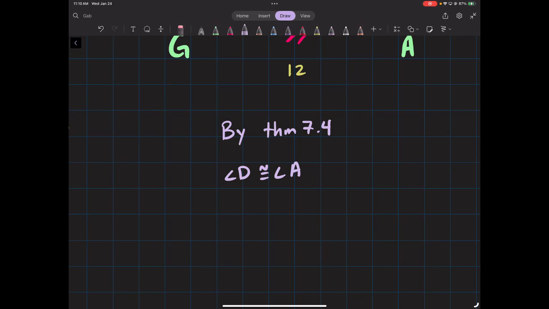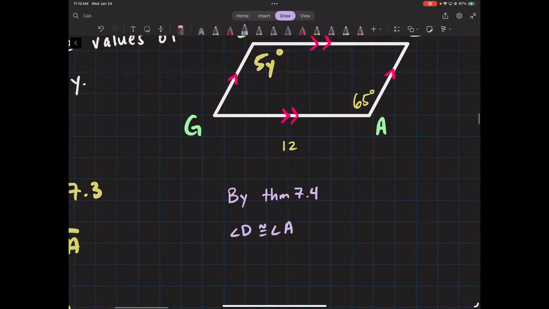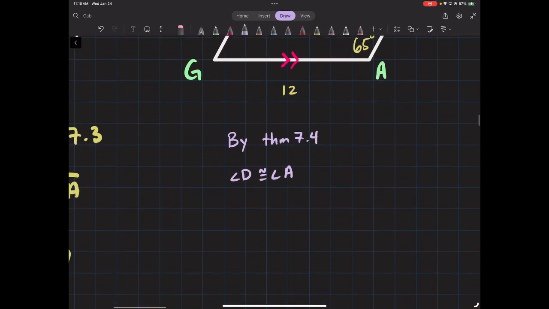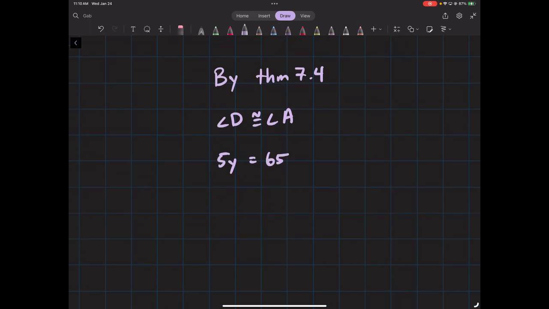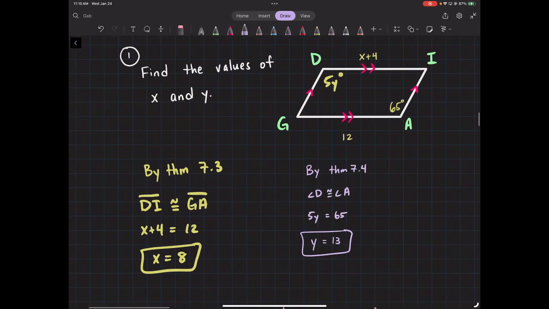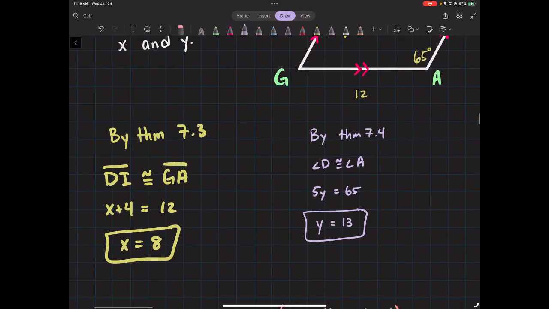Set up the equation. It is 5y equals 65. Okay, thank you. And then what do we do to both sides to find y? Divide. So divide by 5, and y should be what? 13. Okay. So, it's not too crazy, right? You just gotta figure out which ones you're gonna set equal to each other, and then solve. Simple algebra, right?